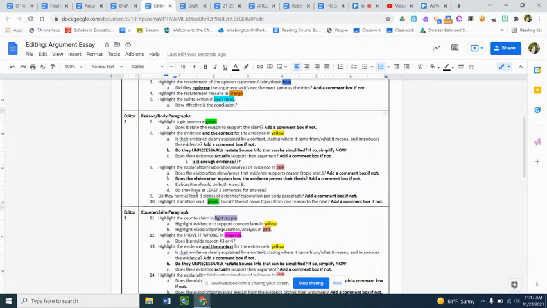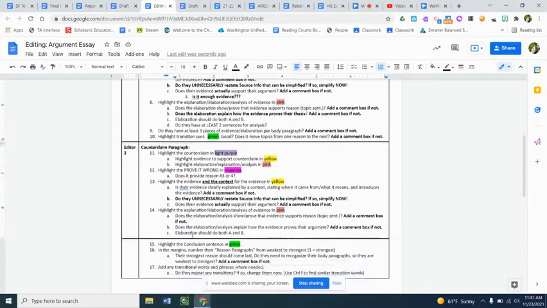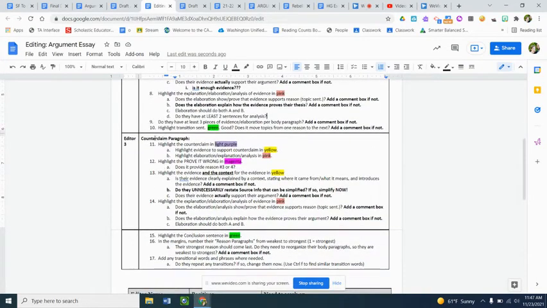All right, editor 3, you are only responsible for 1 paragraph. Editor 3, you are just looking at the counterclaim. So your paragraph is a bit more confusing because it has more components, but you are identifying the counterclaim in light purple. You're going to give evidence in yellow, analysis in pink, and then the prove it wrong. This is the big guy in magenta. Do they prove the counterclaim wrong? And then again, you go back in and you look for evidence in yellow, and analysis gets highlighted in pink.